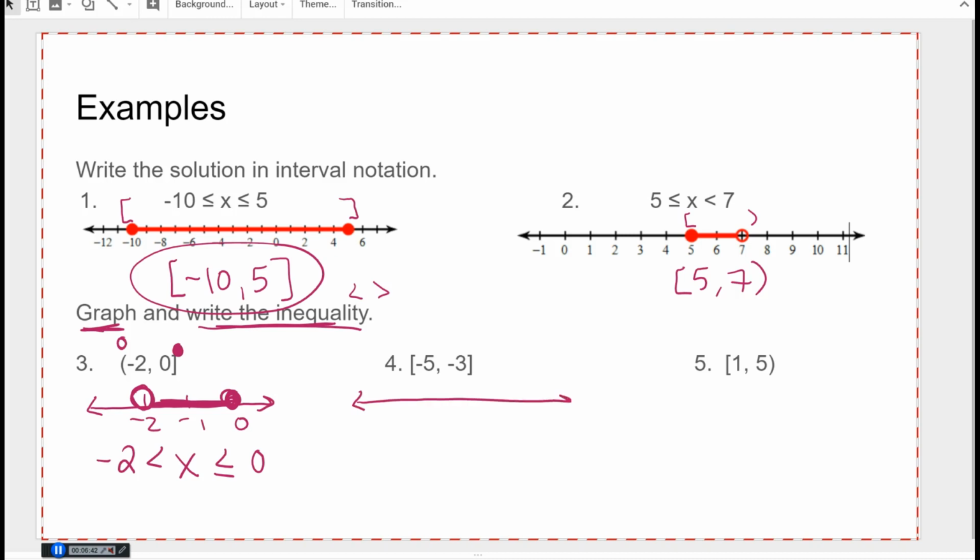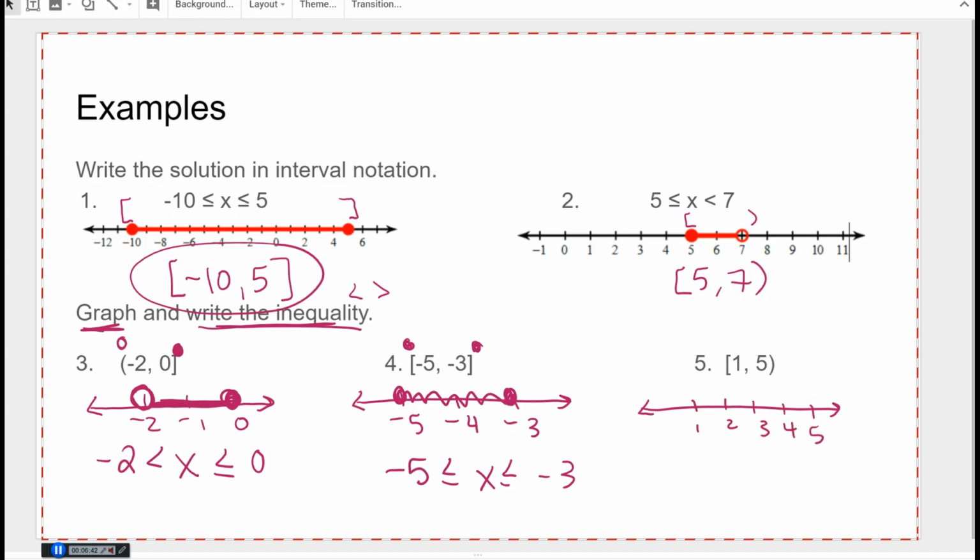Let's try another. We've got negative 5 and negative 3. Bracket, bracket means they're both closed circles, and that x is in between them. So x is in between them, and they're both closed circles. The inequality symbol for compound inequalities and inequalities are always less than or equal to. Our last one is 1 and 5. I've got a bracket and a parenthesis, and in between, so I know that x is in between 1 and 5, closed circle, open circle.